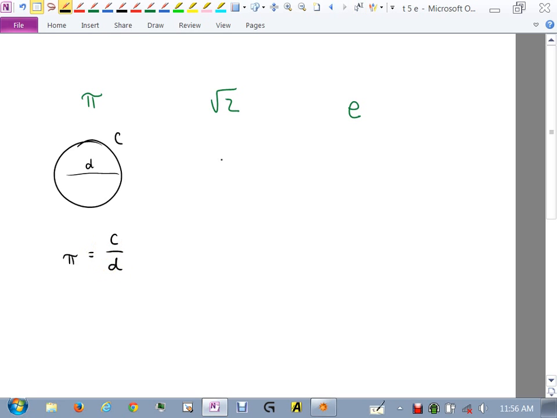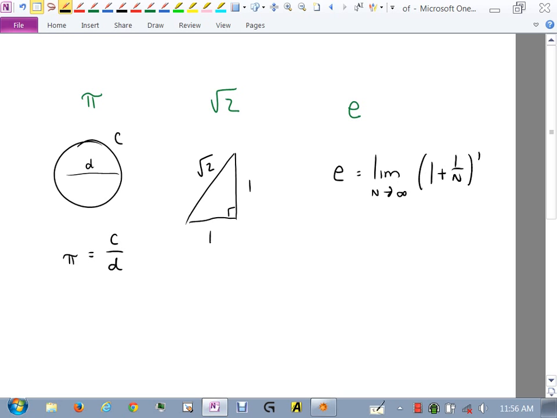The square root of 2 is actually easy to define geometrically also. It's the hypotenuse of a right triangle with two legs, 1 and 1, right? Pretty easy to define what the square root of 2 is. E is not so easy. You could define E to be the limit as n goes to infinity of 1 plus 1 over n to the n. That's an appropriate definition for E.